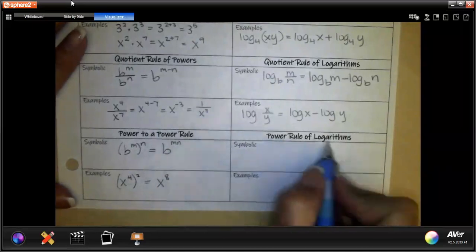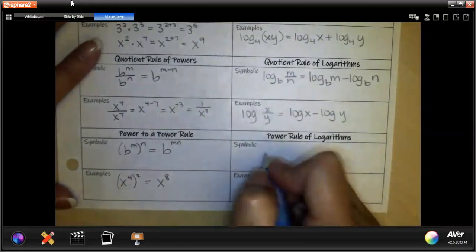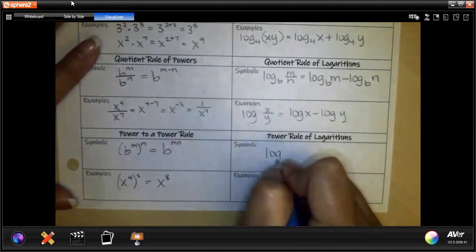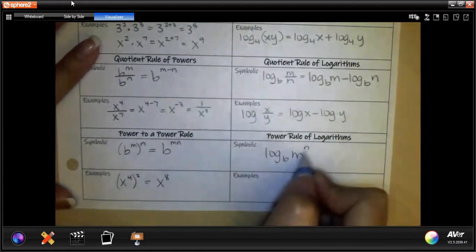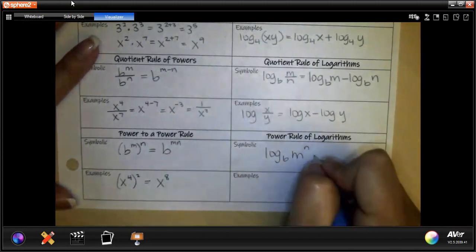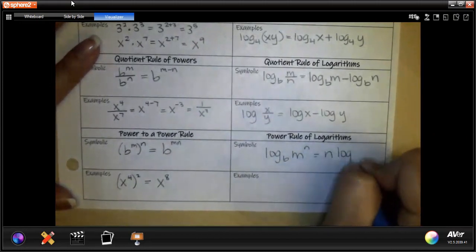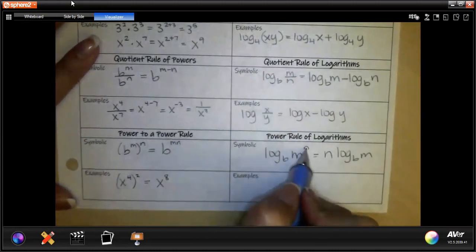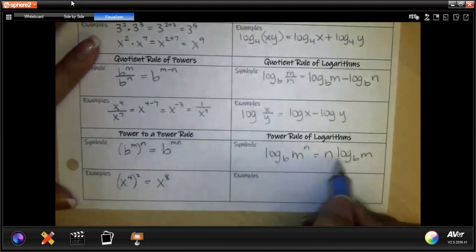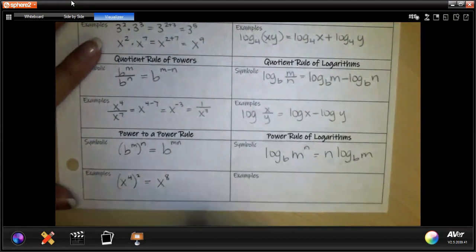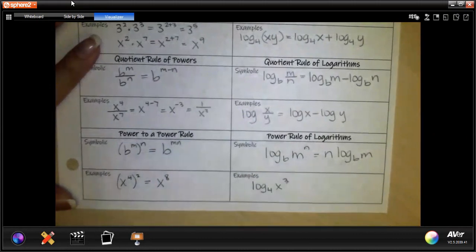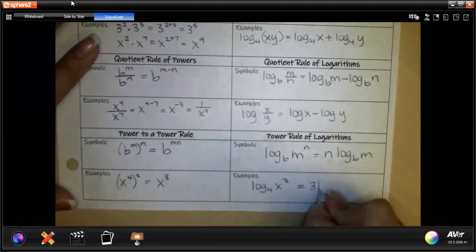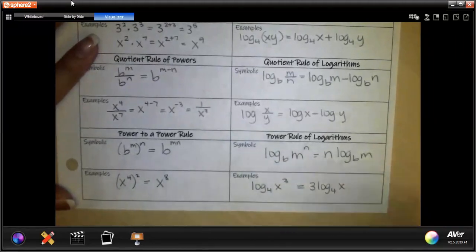All right, now the power rule of logarithms, we've got log base b of m raised to the n power. So if in the argument it is being raised to the n power, we would multiply that times the log. So our exponent comes out to the front here and we multiply it times the log. So I'll show you an example of that. Log base 4 of x cubed. This would come out to the front to multiply. So we get 3 log base 4 of x.